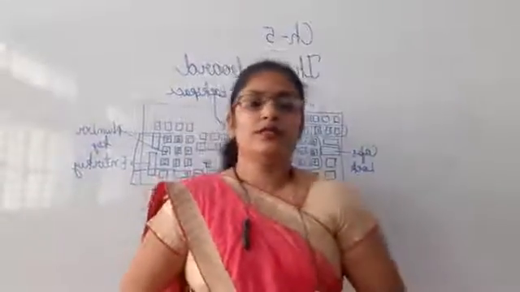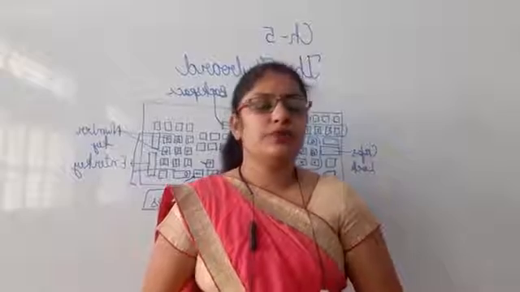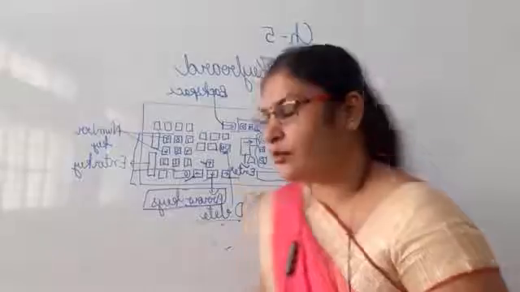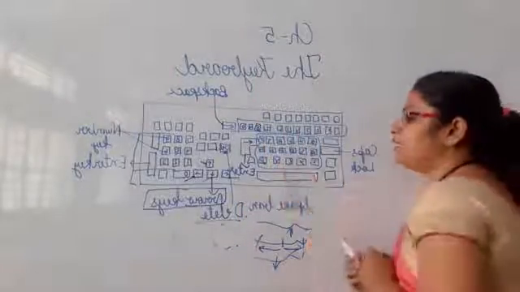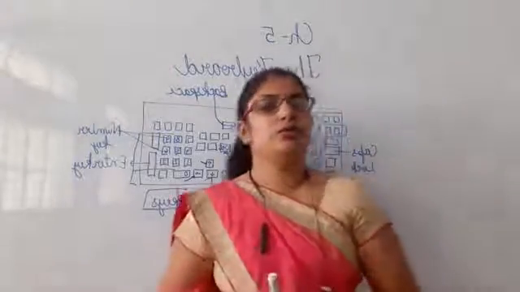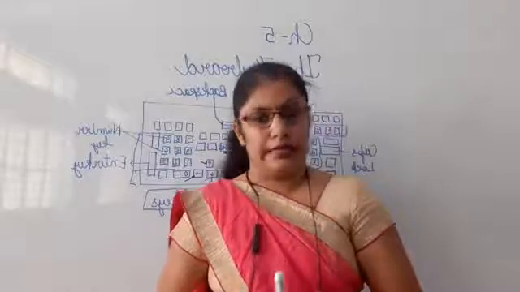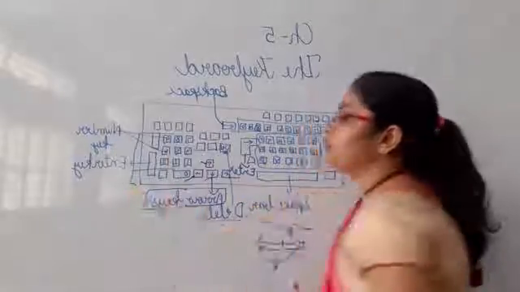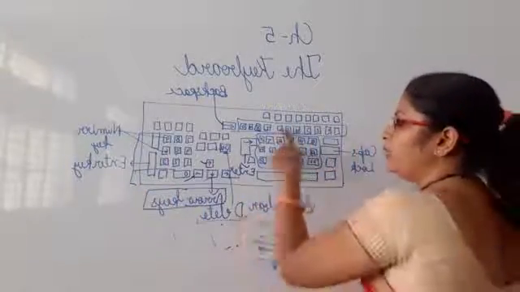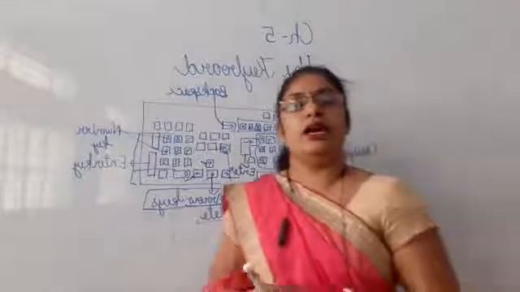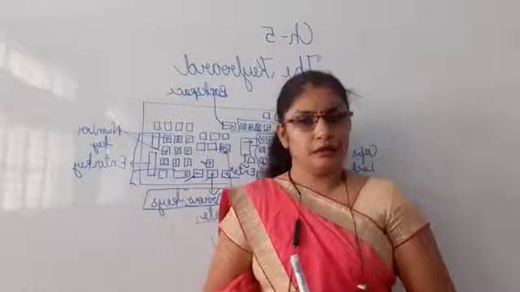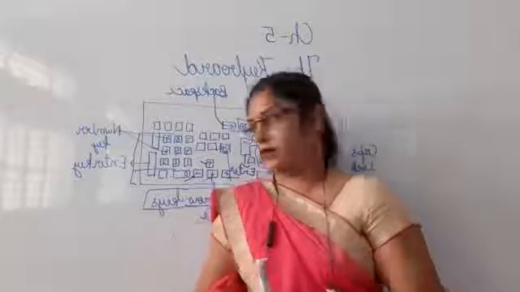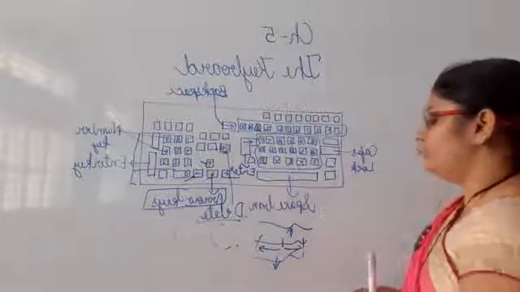So students, in this chapter we have learned about the different keys. Let's quickly revise them. First we learned about the alphabet keys. Alphabet keys are used to type letters, words or sentences on the monitor. Then we learned about the number keys. We can see the number keys at two places. Number keys are used to type numbers on the monitor, and there are 10 number keys.